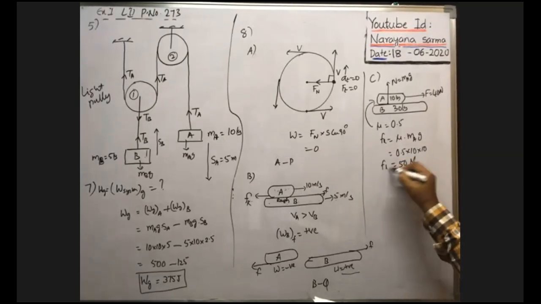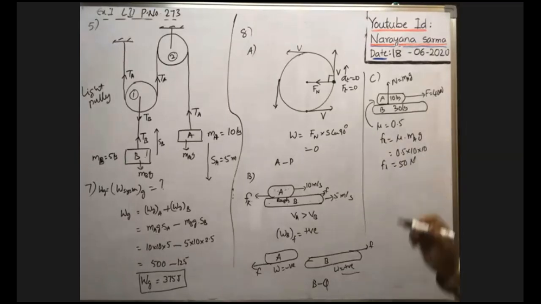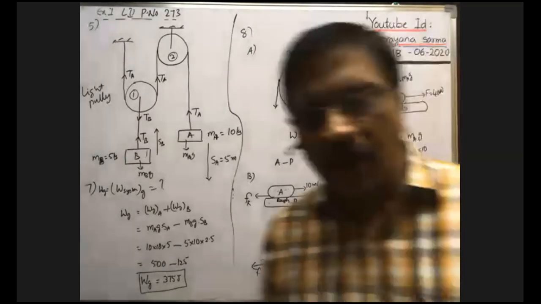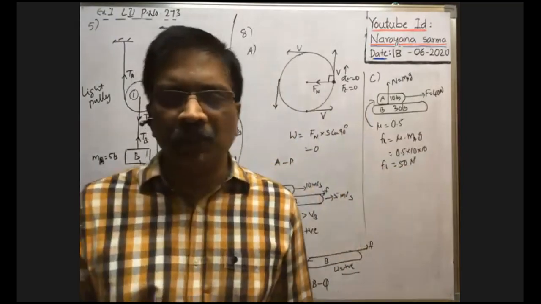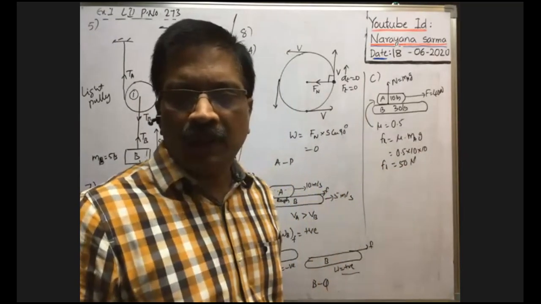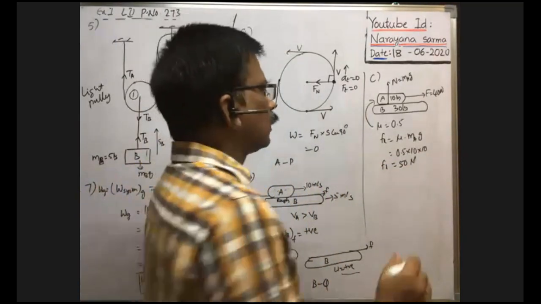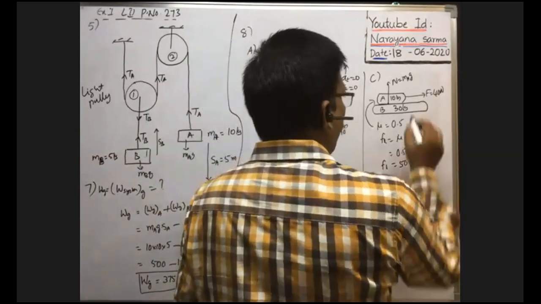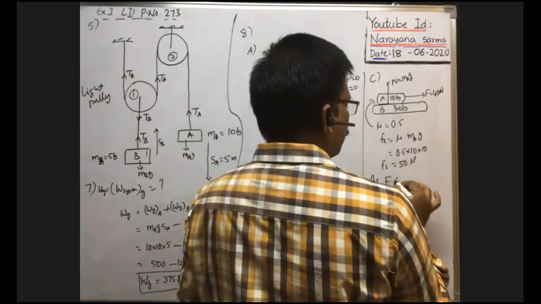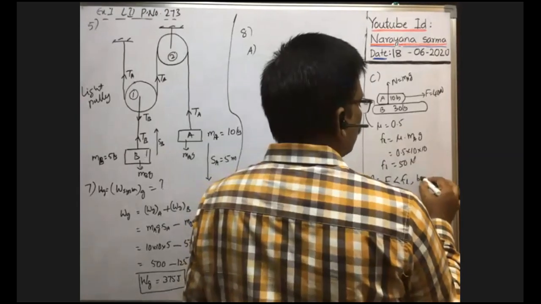So limiting friction is 50 and applied force is 40. Now what about the two blocks? Do the two blocks move together or separately? Together, yeah, very good. Harshit, very good. So as the applied force on the upper block is less than limiting friction, both blocks move together.